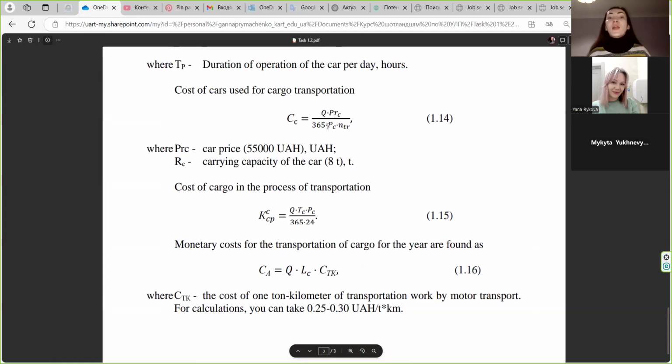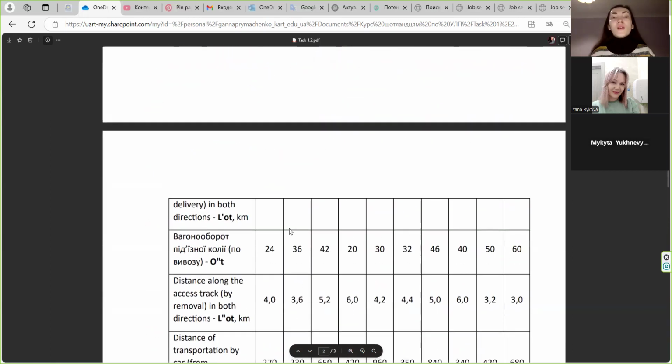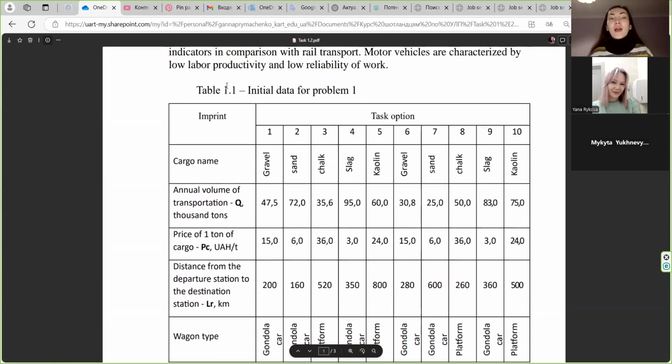and in our numerator, we find such parameters as big Q. Big Q, it is information by our variant. Now I open this information and you could write in your numerator. Okay, I opened our table 1.1 and Q, it is the third line of our table. Annual volume of transportation. Q, it is in 1,000 tons. For example, for the first variant, it is 47.5 thousand tons.